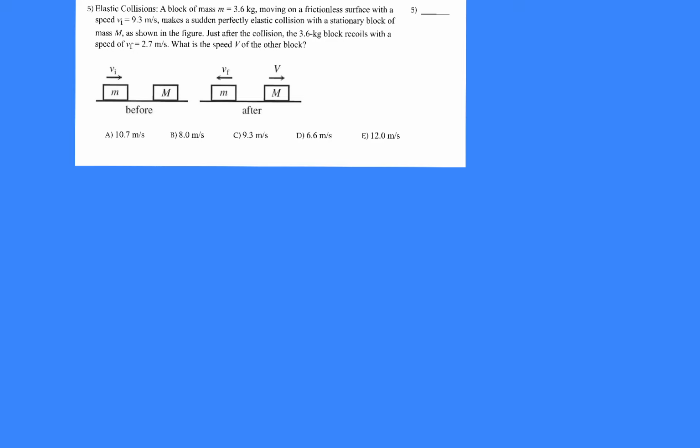Let's go to an elastic collision. A block of mass 3.6 kilograms, moving on a frictionless surface with a speed v1 equal to 9.3 meters per second, makes a sudden perfectly elastic collision with a stationary block of mass m, as shown in the figure. Just after the collision, the 3.6 kilogram block recoils with a speed of 2.7 meters per second, moving to the left.